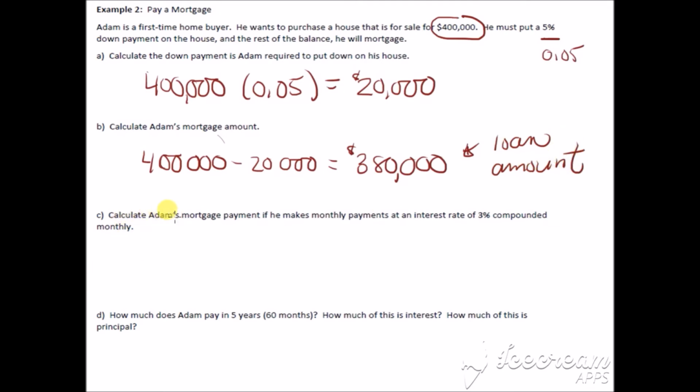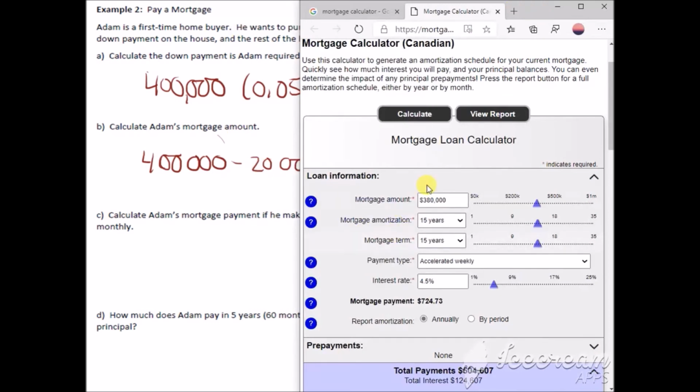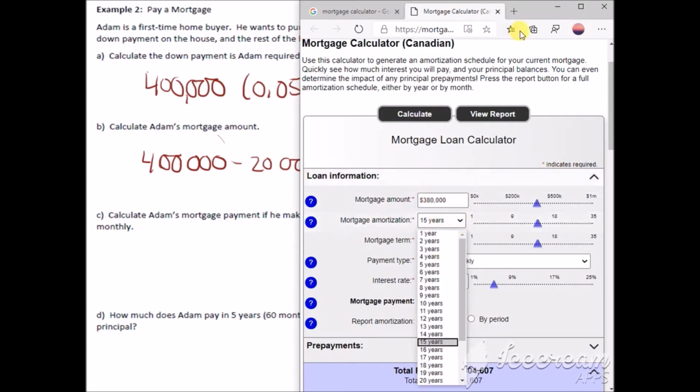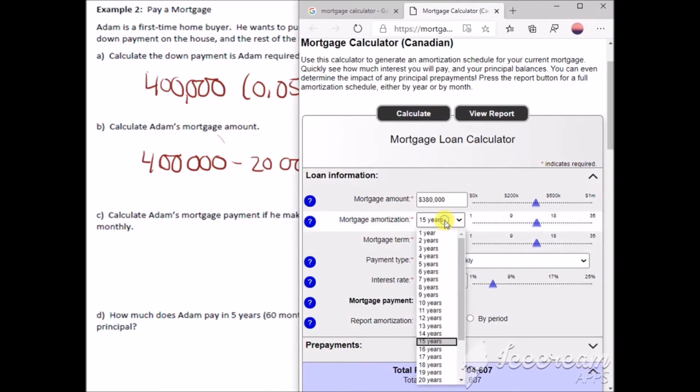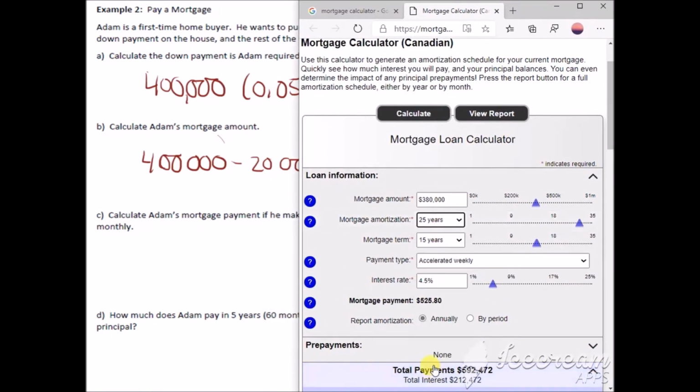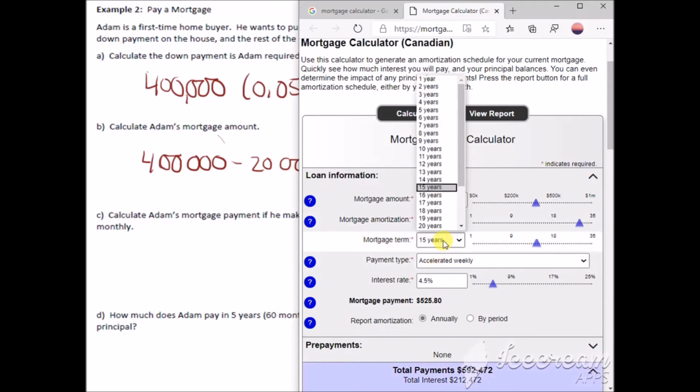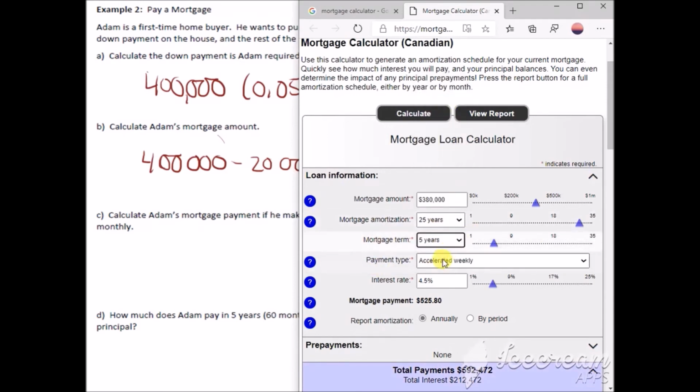Okay, calculate Adam's mortgage payment if he makes monthly payments at an interest rate of 3% compounded monthly. So what I did is I just pulled up a mortgage calculator. So we'll put in the mortgage amount as $380,000, the amortization. Let's just put amortization of 25 years. That's like very, very normal. And then the term doesn't actually even matter, so let's just put 5-year term. And we put 3% there, right?